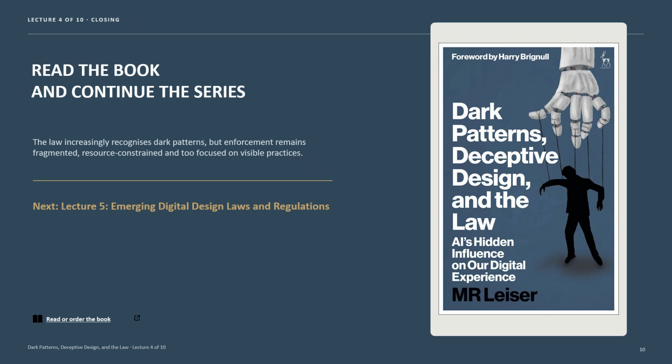Existing enforcement can address many visible practices, but it struggles with architectural and AI-driven manipulation. The next lecture turns to Chapter 4, which examines the newer EU legislative instruments that attempt to regulate digital design more directly.